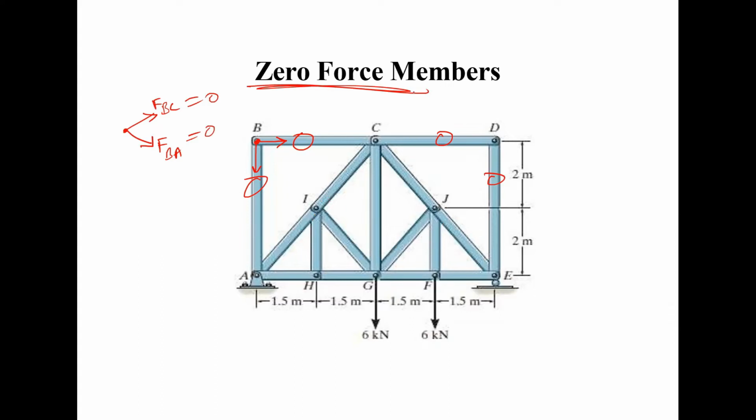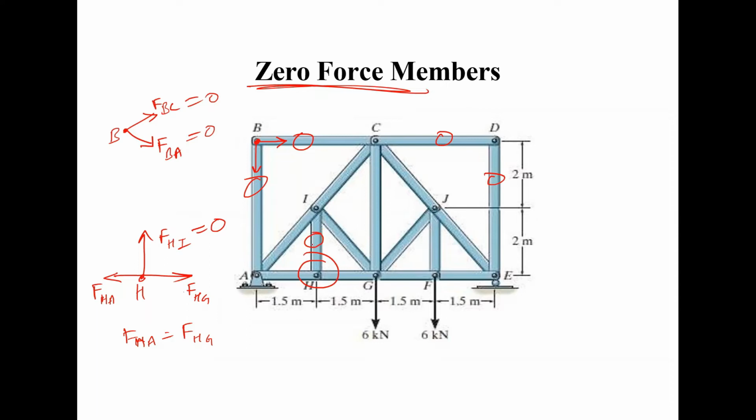And if you consider this joint H, then at the H joint you find three forces. This force is FHG, this force is FHA, and the third force is FHI. These two forces are acting along a straight line, so you can say that FHA will be equal to FHG, but FHI will be equal to 0. So this member is carrying 0 force.